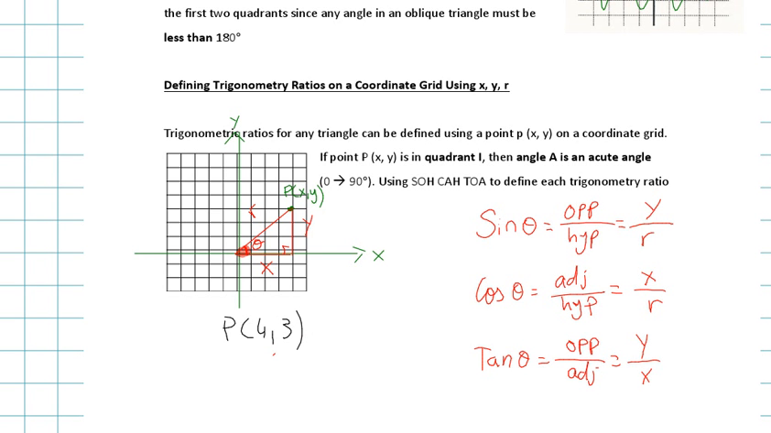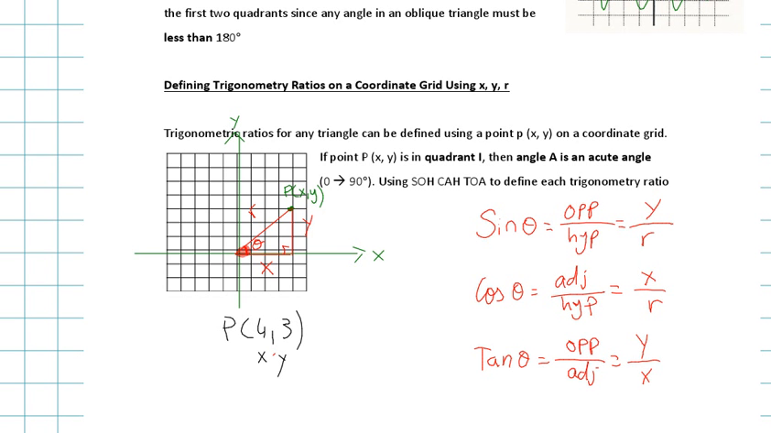So x is positive, and r is positive. If this is x and this is y, sine theta is y over r, which is 3 over 5. That's positive. Cosine theta is 4 over 5. Positive. Tan theta is 3 over 4. Positive. So all of them are positive. Do you agree? Yes or no? Okay. This is what we were learning the other day. They're all positive in the first quadrant.